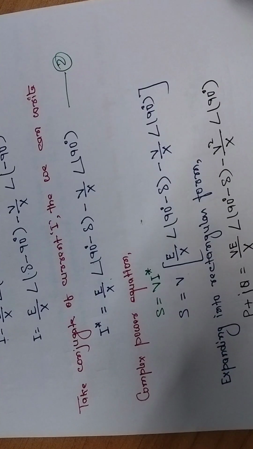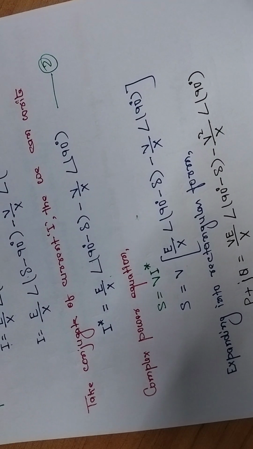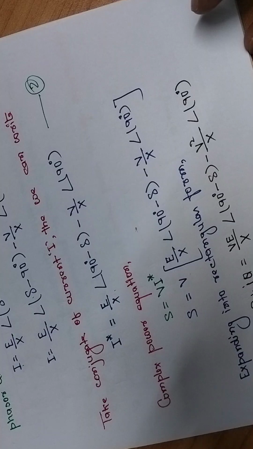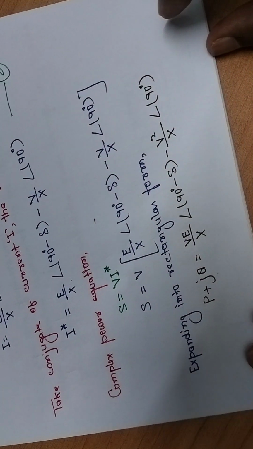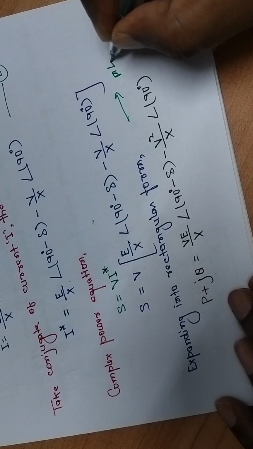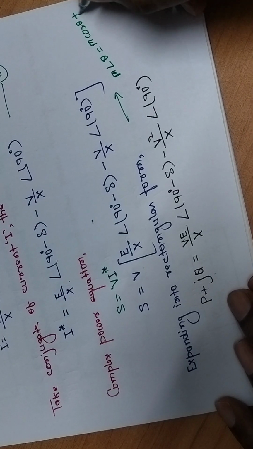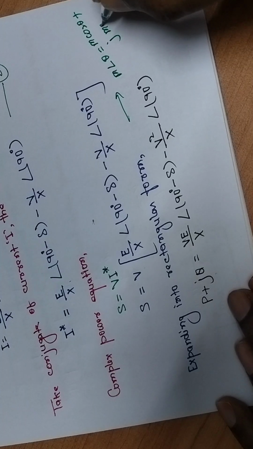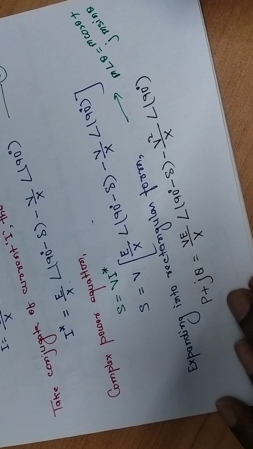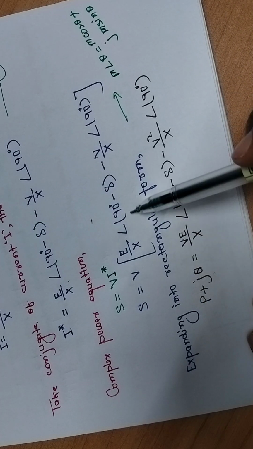Whenever we expand into the rectangular form, we know that we can write M angle theta is equal to M cos theta plus j M sin theta. So from this formula only we can write this one.